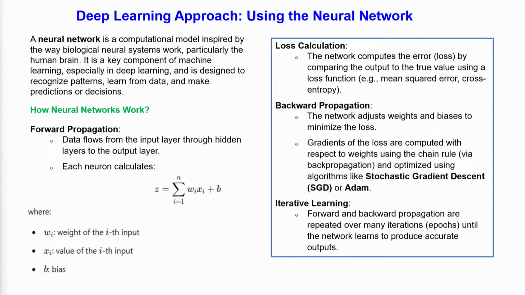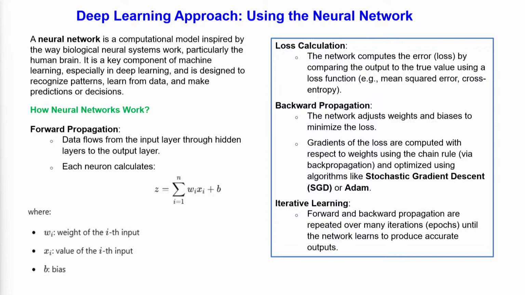A neural network is a computational model inspired by the way biological neural systems work. It is a key component of machine learning and especially deep learning, where it is designed to recognize patterns, learn from data and make predictions. So, how do these networks work? I am emphasizing certain terminologies, because people very commonly use them when describing a neural network. One is forward propagation.